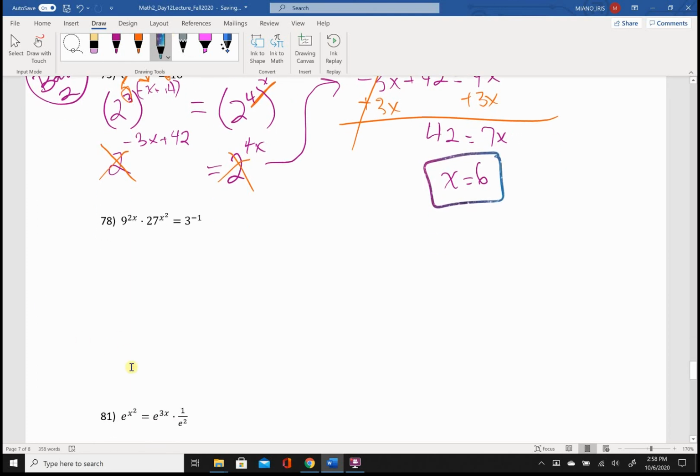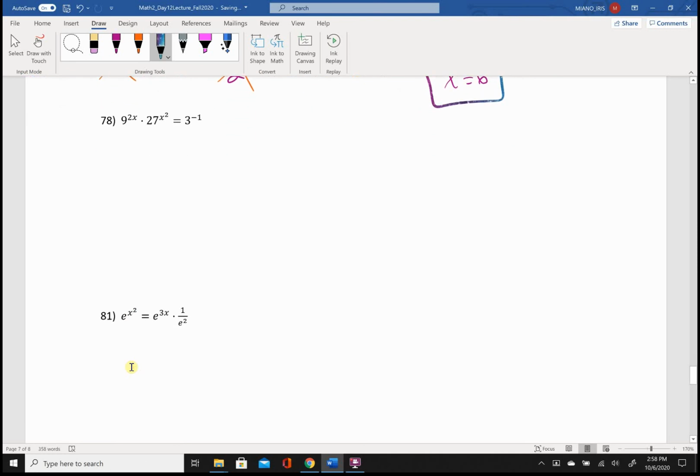Okay, let's do that again for this next problem, number 78. It's going to be a little bit more challenging, but we're going to want to start off with the same mantra. Let's get the same base going. 9, 27, 3, these bases, they're not all the same, right? But if we forced them all to be the same, the collective base here would be 3, base 3. It's going to be the same base that we're going to want to force here.